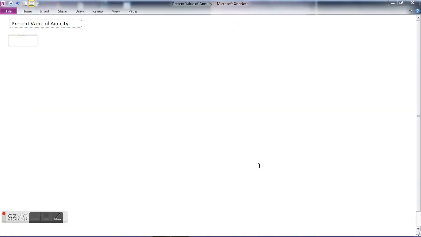Hello everyone. In this session we will be learning about the present value of an annuity. First, let us understand what an annuity is. As the name itself suggests, annuity means annual. In our last session we saw the single cash flow, where either a single cash flow is invested or taken as a loan, and we need to find the present value and future value of that single cash flow.